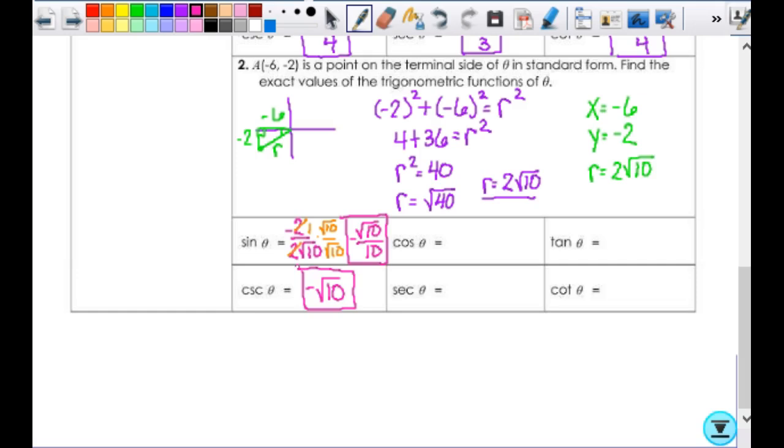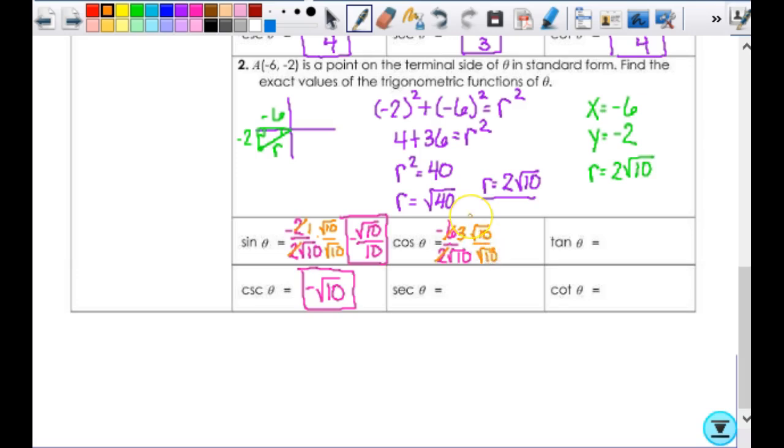All right, so then cosine of theta. We've got cosine, which is x over r. And so that x is going to be negative 6 over 2 square root of 10. All right, so I can reduce this, the 2 and the 6. So the 2 goes into 2 once, goes into 6 3 times. And then I have a square root in the denominator again, so I have to rationalize. I'm going to multiply that by the square root of 10 over the square root of 10.